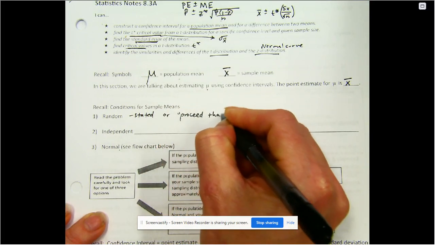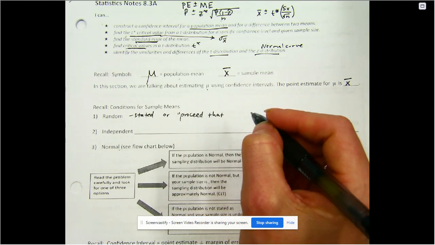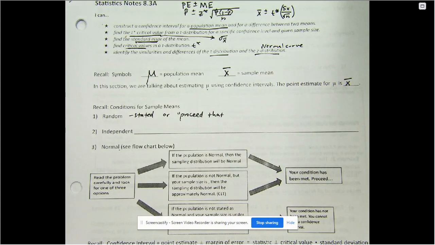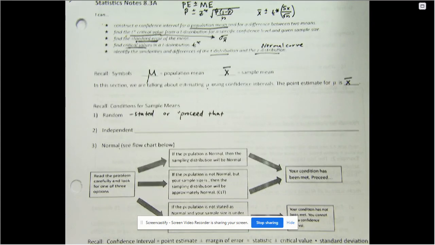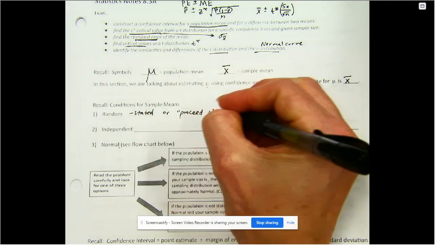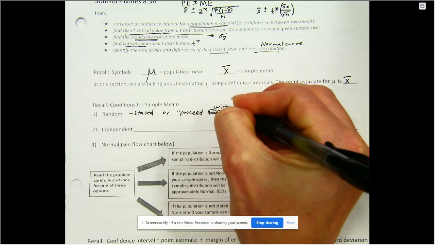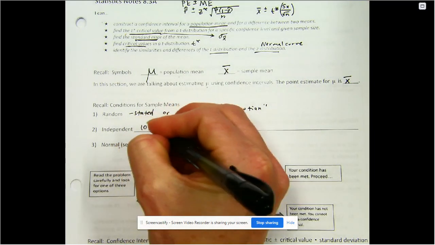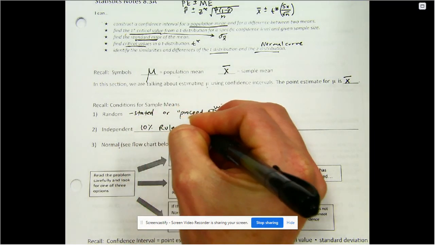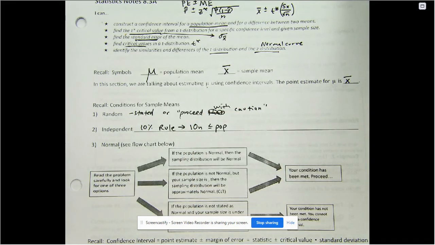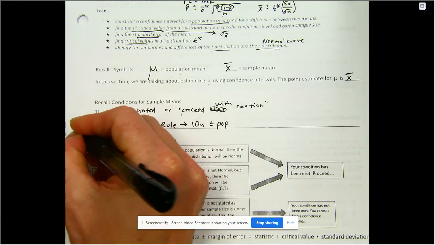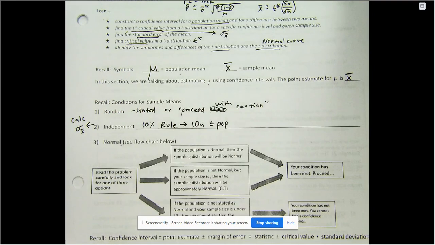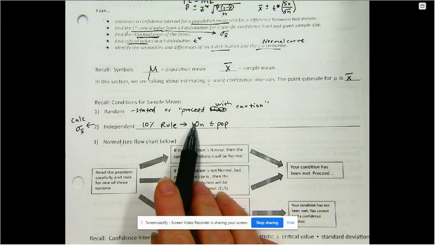If it's not, we could say proceed with caution. Remember that if they tell us of a bad sampling method, or if it were our own study and we realized that there was some form of bias in that sampling, maybe undercoverage, there's no math that can fix that. You would have to throw the sample out and start again. So proceed with caution. Independent is our 10% rule. The way we calculate that is we say 10n has to be less than or equal to the population. Again, the reason that we do that is so that we're able to calculate standard deviation or our standard error using our formula. If this condition is not met, we can't proceed.